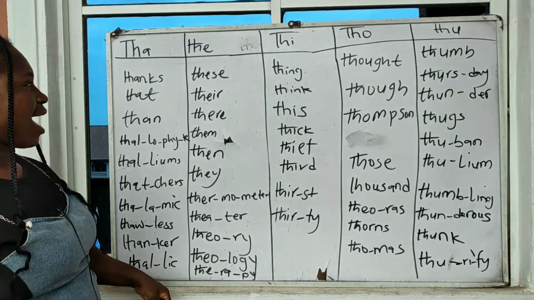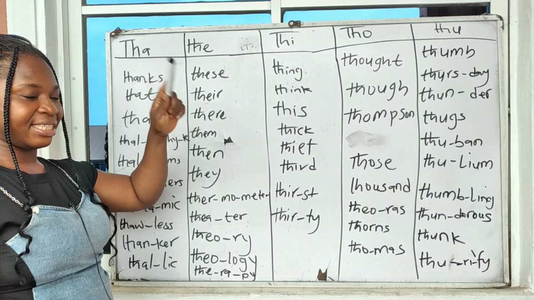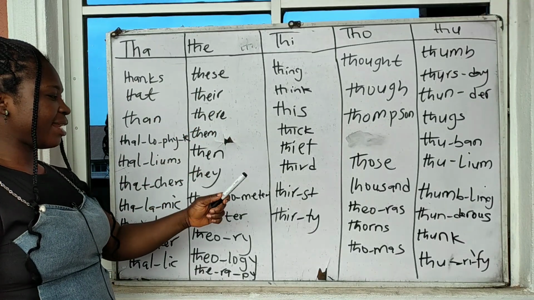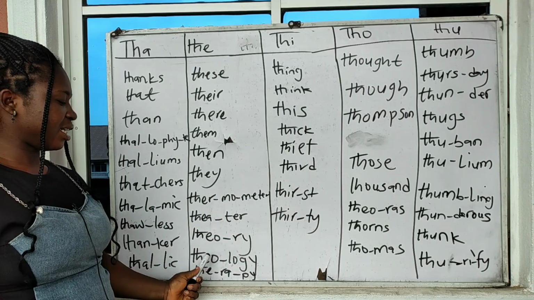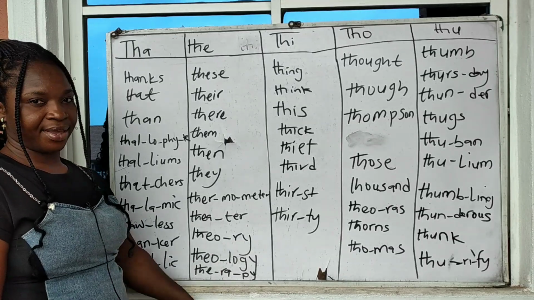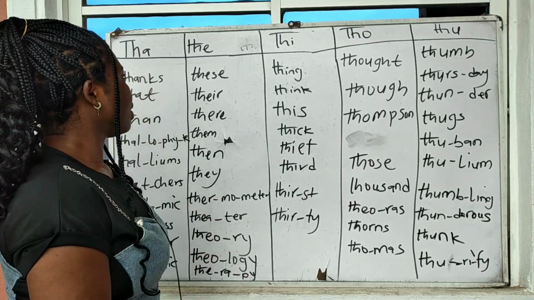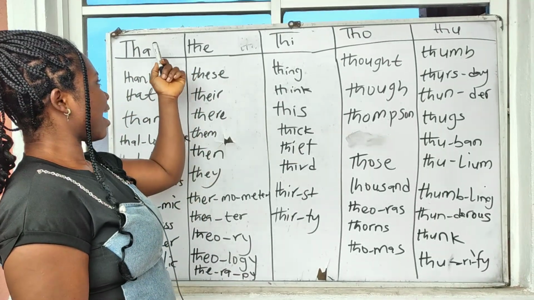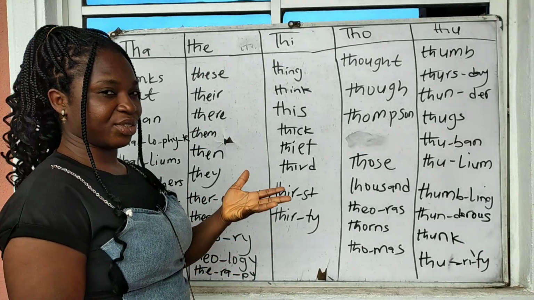Okay, so I have de or te: this, they, them, then, the, thermometer, theater, theory, theology, and therapy. Let's see this sound now. It is da, de, di, or ta, te, ti, depending on the word that is to be pronounced.